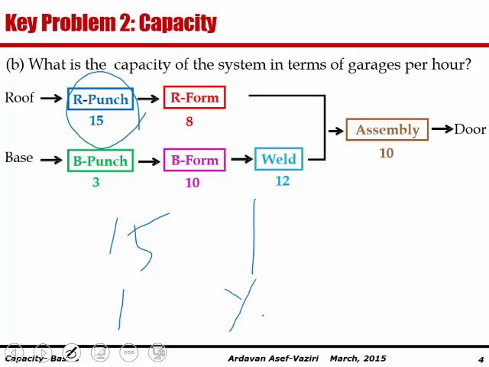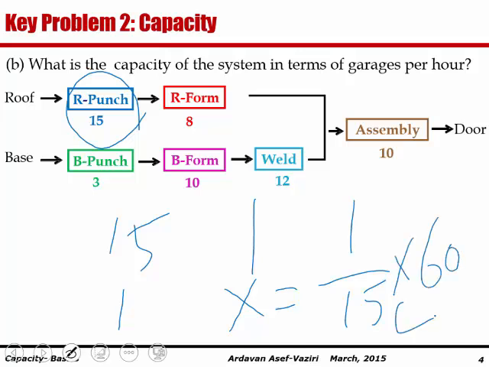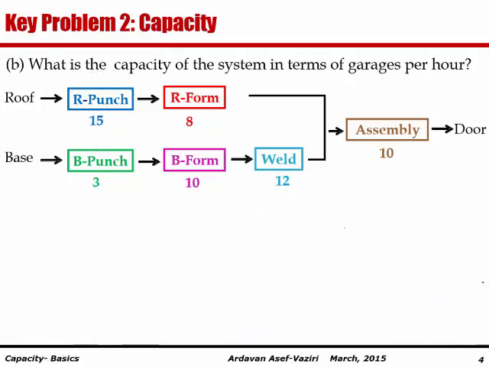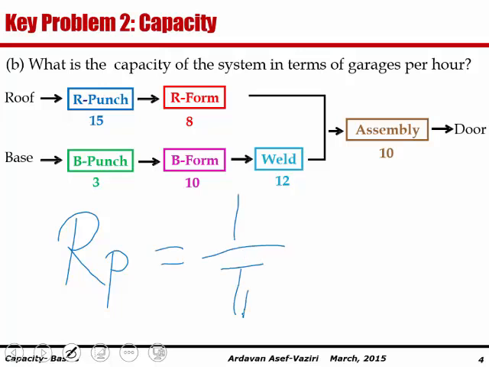In 1 minute, how many units can I complete? Equal to 1 over 15. Therefore, if the load of a resource is 15 minutes, each minute it can produce 1 over 15 product. I can multiply this by 60, and in 1 hour, this can produce 4 units of product. Therefore, as long as I have 1 resource, capacity, which I show by RP, is equal to 1 over TP. Here capacity is 1 over 15.